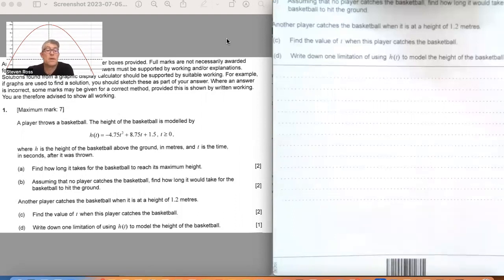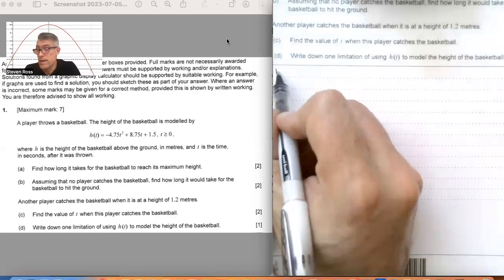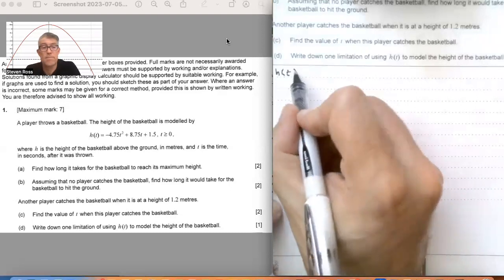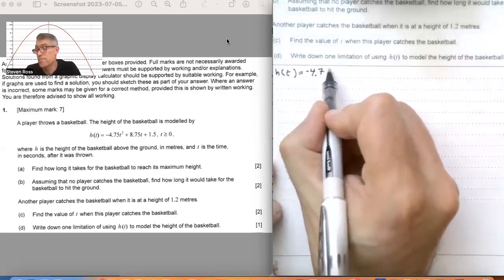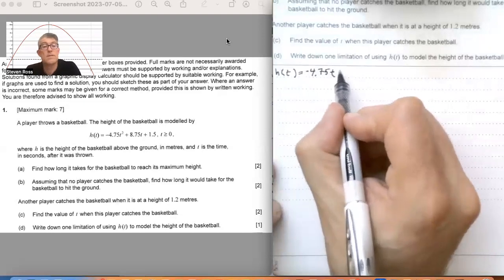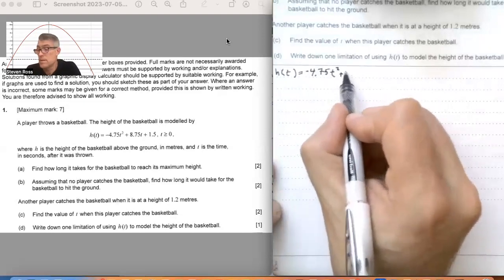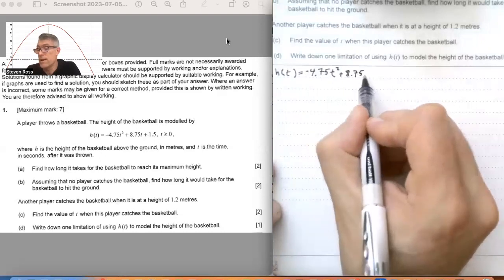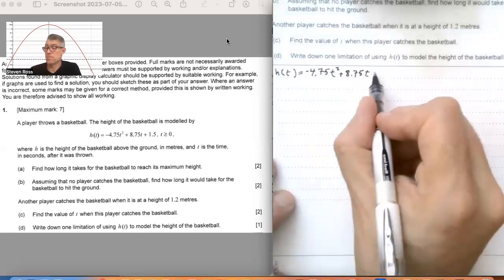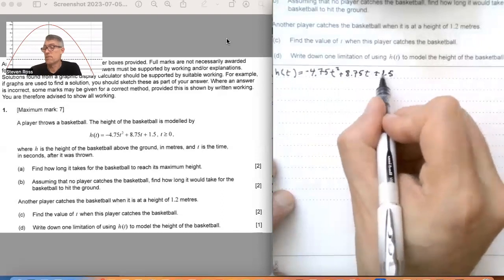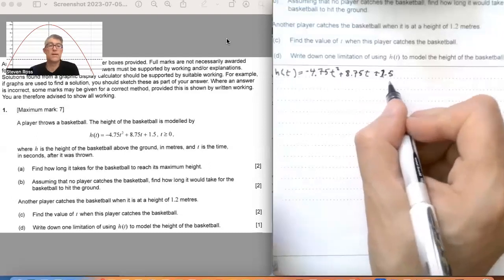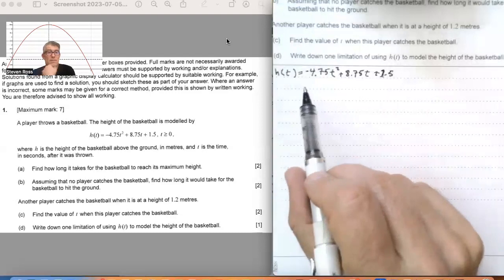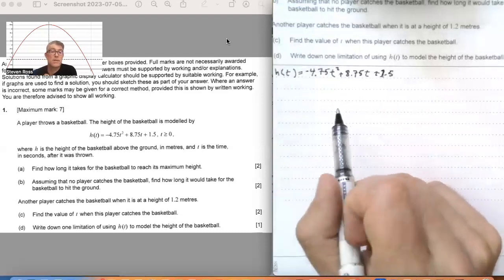So a player throws a basketball, and the height of the basketball is modeled by, and let's write this down, h of t equals negative 4.75 t squared plus 8.75 t plus 1.5. And of course, that initial height is going to be that 1.5. That's also the y-intercept of the quadratic. So this is a quadratic, and this is specifically projectile motion.